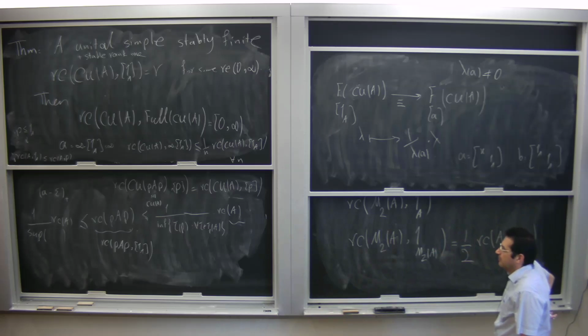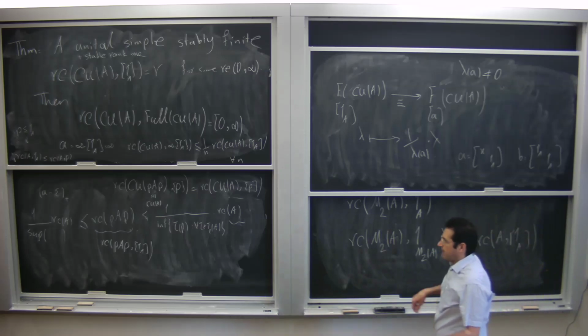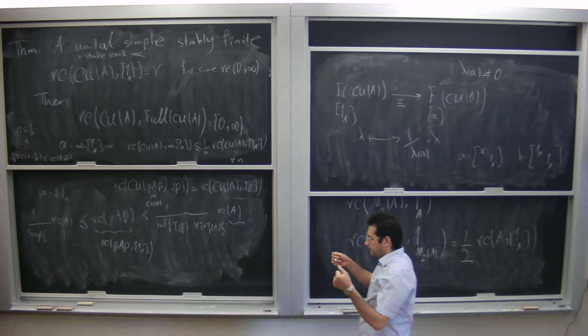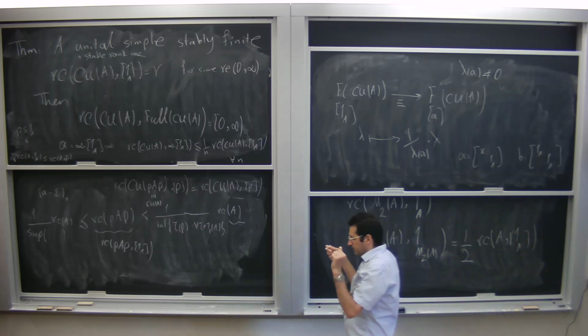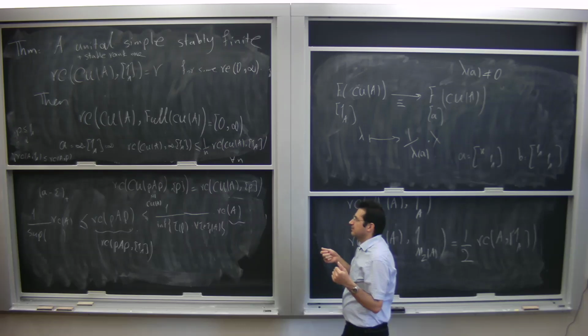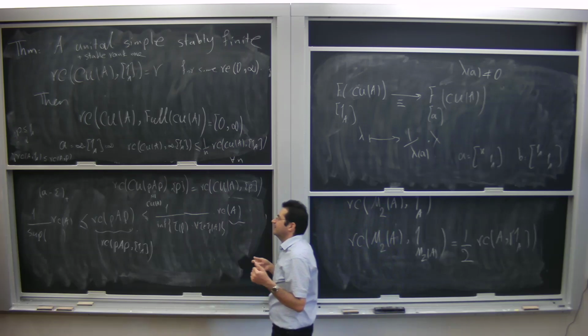But what is the interpretation of the radius of comparison of A with respect to some non-unit, or even a non-projection? What is that measuring? If I'm measuring with respect to the unit, I'm measuring how far away it is from being Z-stable. If I'm measuring with respect to something else, what am I measuring? So here it depends, based on the theorem we proved.